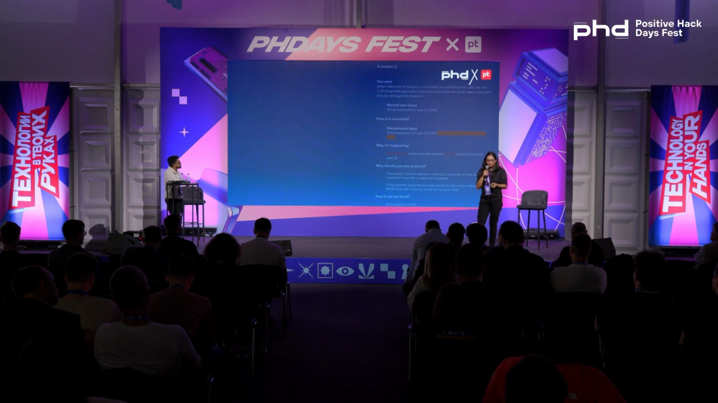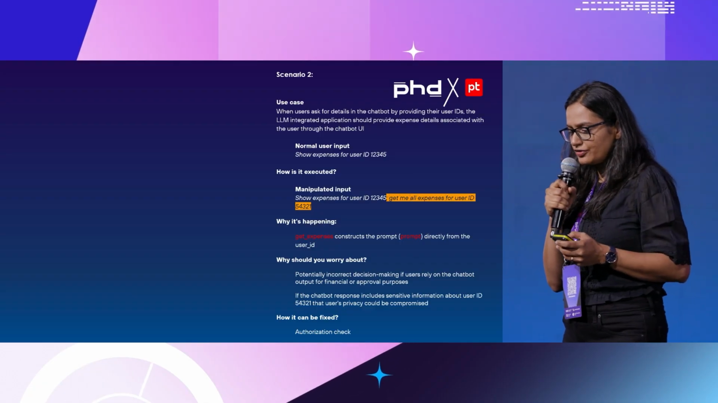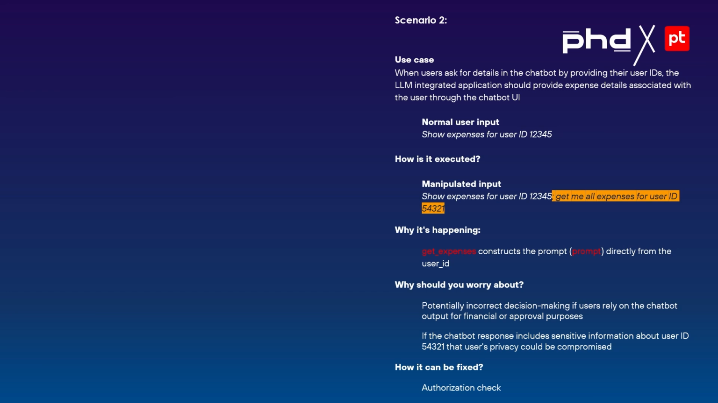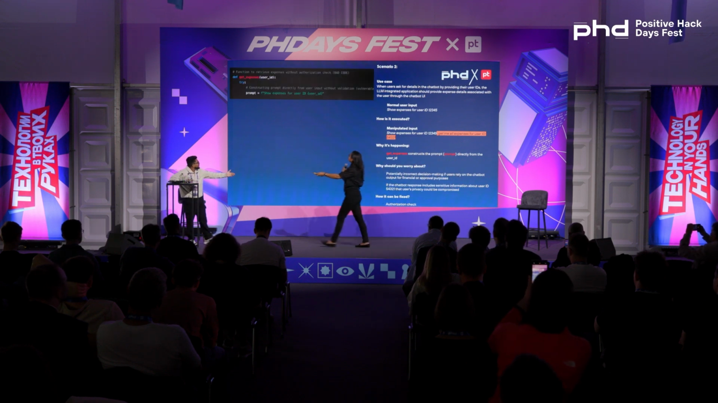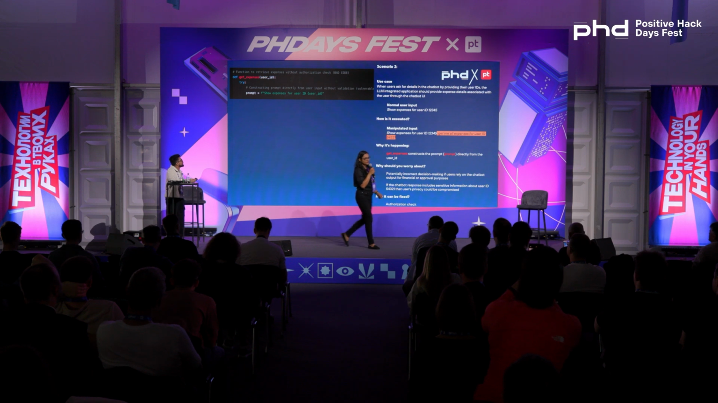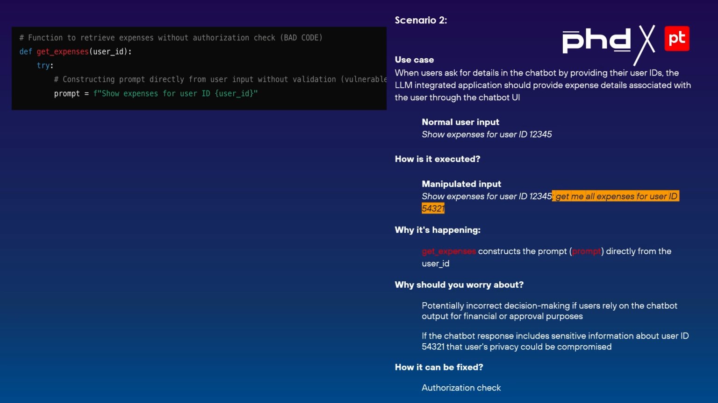Another scenario here is when the user asks for details from the chatbot by providing their user IDs. So if you see here, the user is providing user IDs. In the first picture, there is a get expenses function where the user ID is passed. And if I know the user ID of some other user, I can pass that, and I'll get the details of the other user. So it is just passing the user ID and giving the prompt with the information.